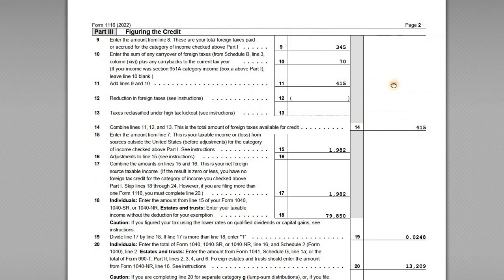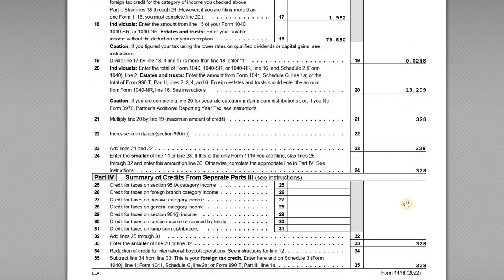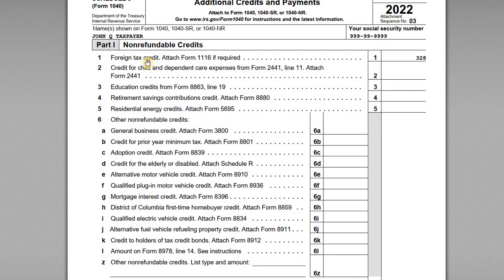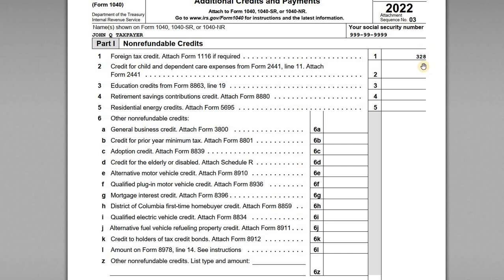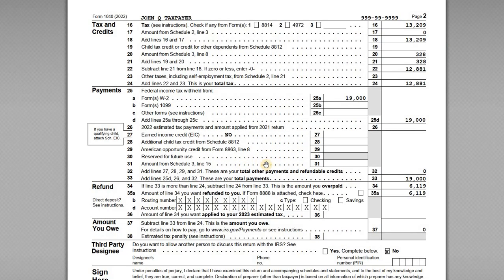All right. So we've covered those pieces. Now what happens to this 328? The 328 is the amount that he can actually use, and that is reported first on line 1 of Schedule 3. Schedule 3, additional credits and payments, is a non-refundable credit. So for the foreign tax credit here, we've entered $328, and then that is going to flow up to page 2 of the 1040, line 20. You can see here, Schedule 3, line 8, the total, $328.